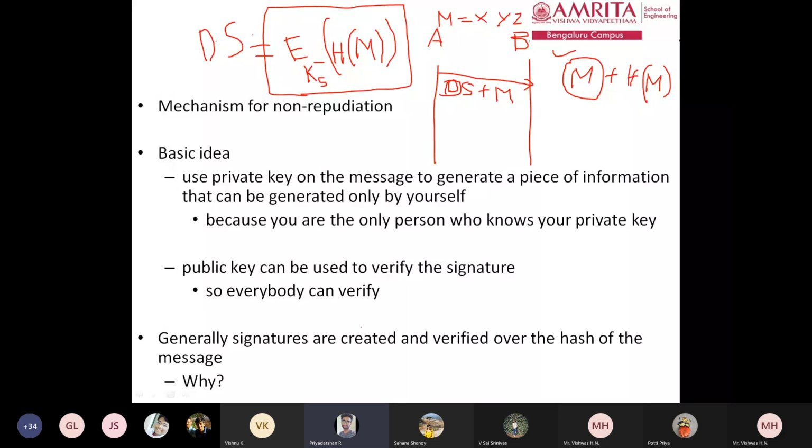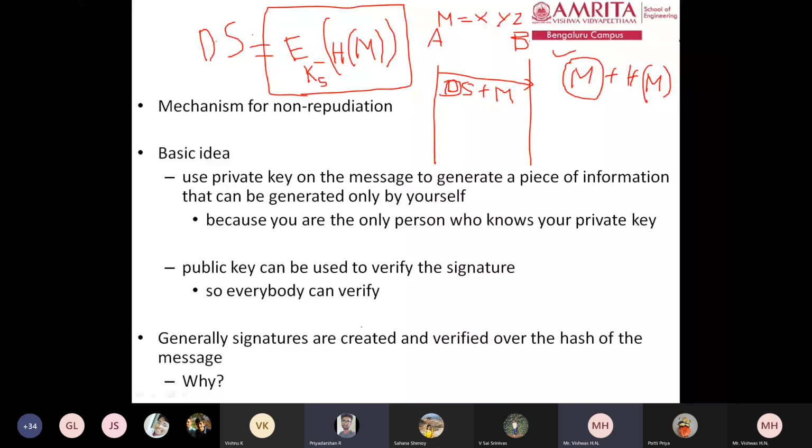Yes, sir. I asked because if we know the hash function, suppose a person C can decrypt the message, write his own message, use that hash function to generate another key, and send it to B. So B cannot ensure that A only has sent that message.